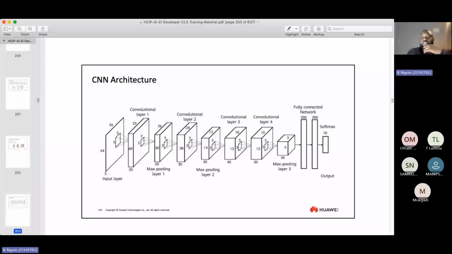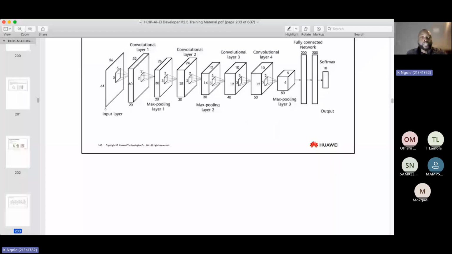So if the whole purpose of this study was to have data separated, maybe pictures of people separated into male and female, in the end, we're going to have two categories, two outputs, where one will represent male, one will represent female, and the output will just be probabilities.